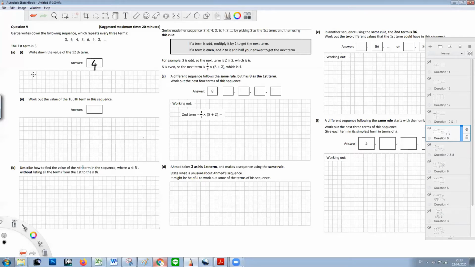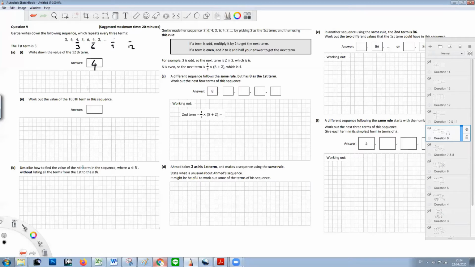Because we know that this one is going to be the 3rd term, this is going to be the 6th term, it's going to be the 9th term, and it's going to be the 12th term. So that's that. Work out the value of the 100th term.